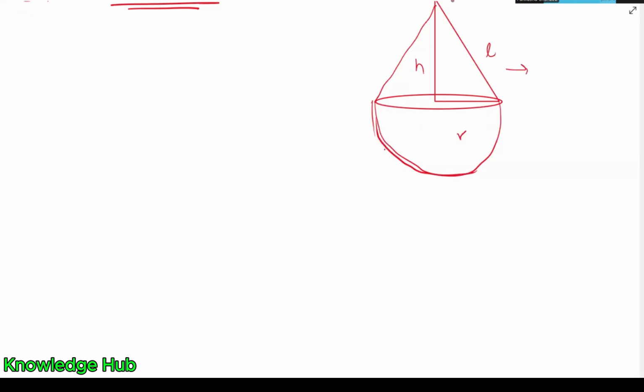that consists of a solid cone sitting on the top of a hemisphere. Let's say that the width of this is 12 centimeters. And the height of the whole object, starting from this top till here, is 14 centimeters.